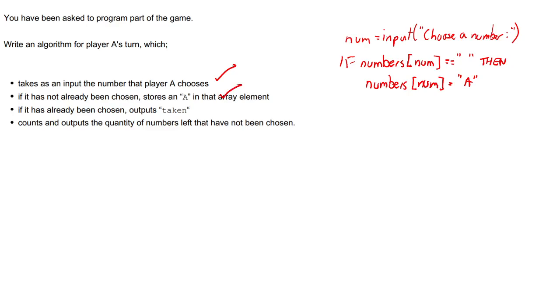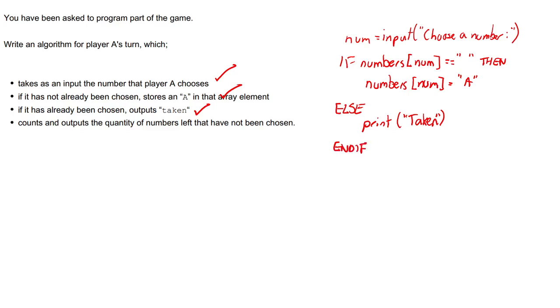If it has already been chosen, it outputs taken. Well, that's just quite simply else print taken. Okay, that's the relatively straightforward bit. Okay, let's end that if as well.